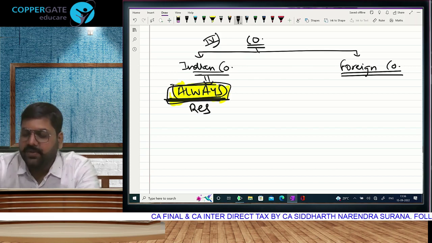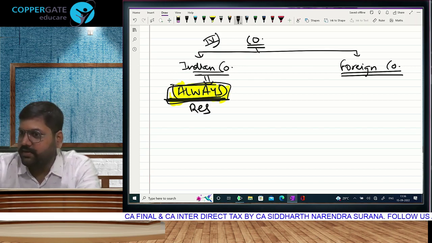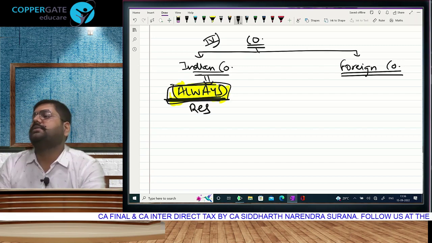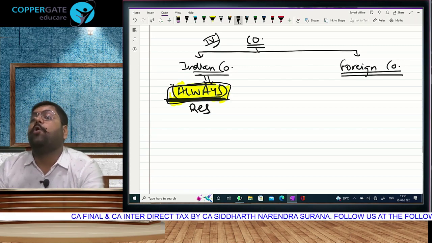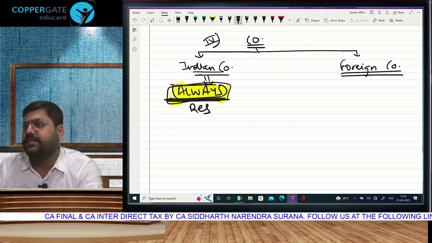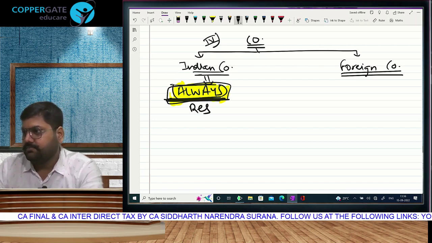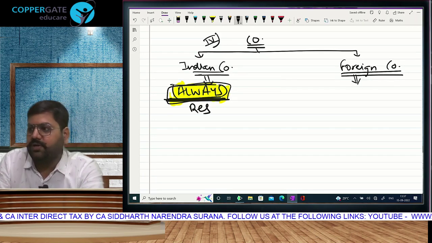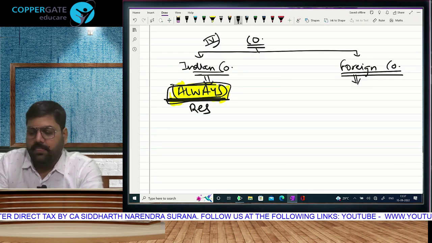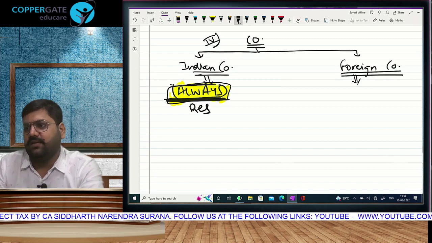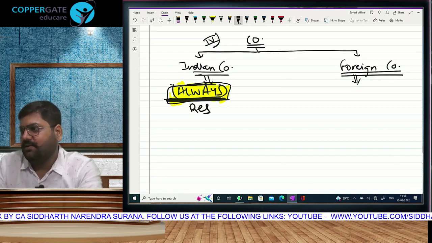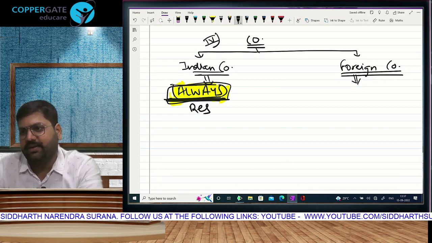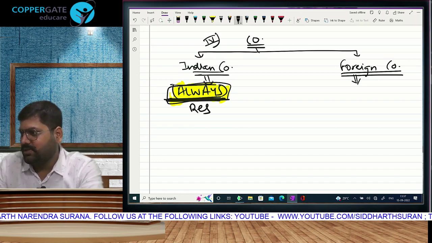I am just telling you that these companies are incorporated in India. They are resident irrespective of their place of decision making. Is that clear? But foreign company is incorporated where? Outside India. So we can never have this criteria that all the decisions are taken in India, because ultimately it is registered outside India.